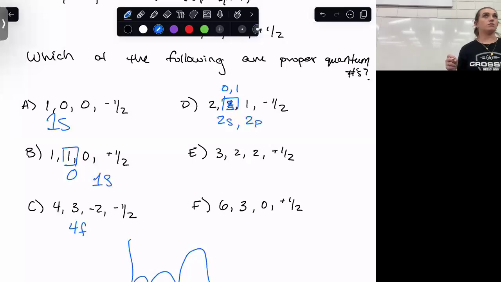What about E? That one's good. What subshell are we in here? D, and what's the energy level? Good. So this is the 3D orbital. And what about F? That one's also good. This one would be the 6F orbital.